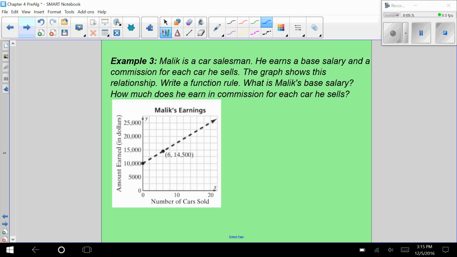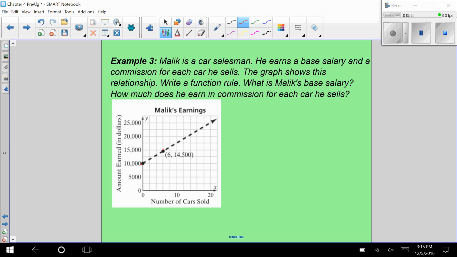All right, Malik is a car salesman. He earns a base salary and a commission for each car he sells. So commission is like the amount of money you get in addition to your salary. The graph shows this relationship. Write a function rule. What is Malik's base salary and how much does he earn in commission for each car he sells?